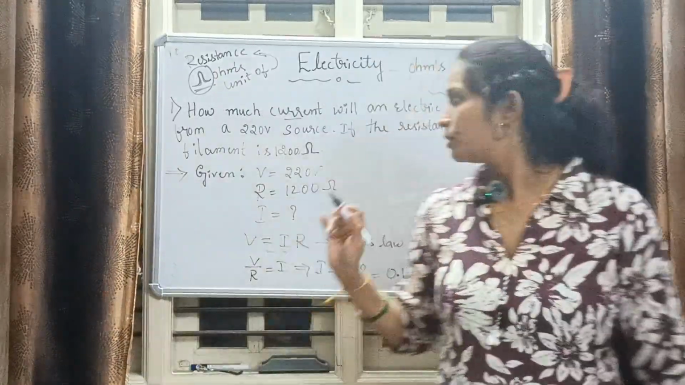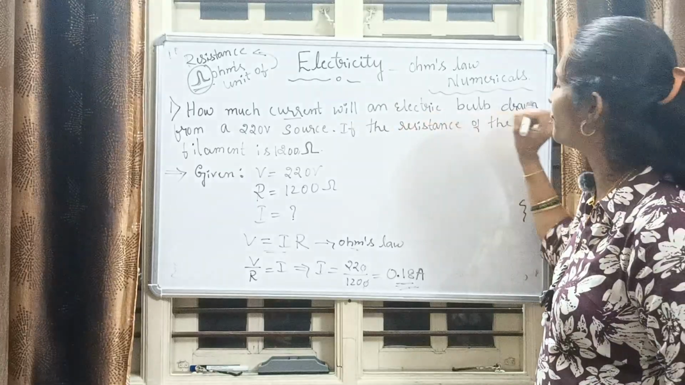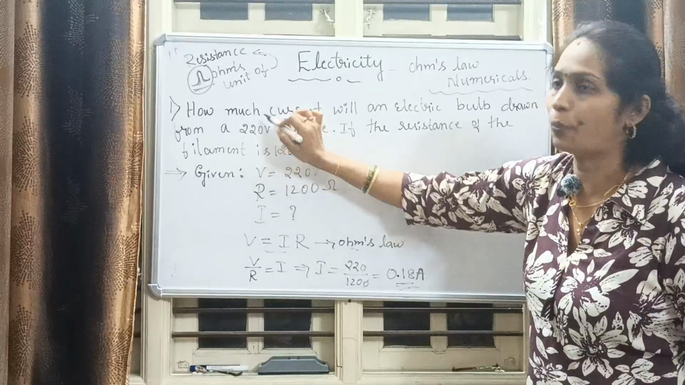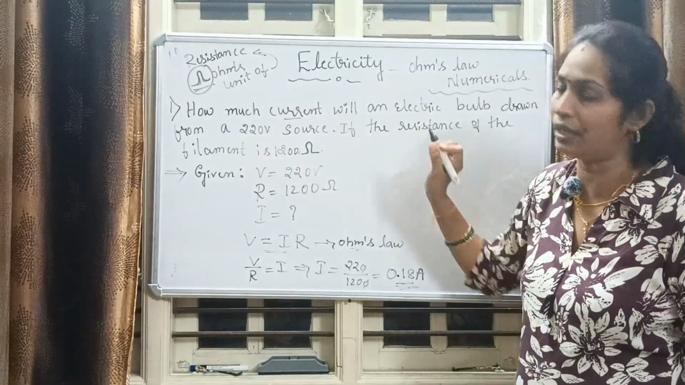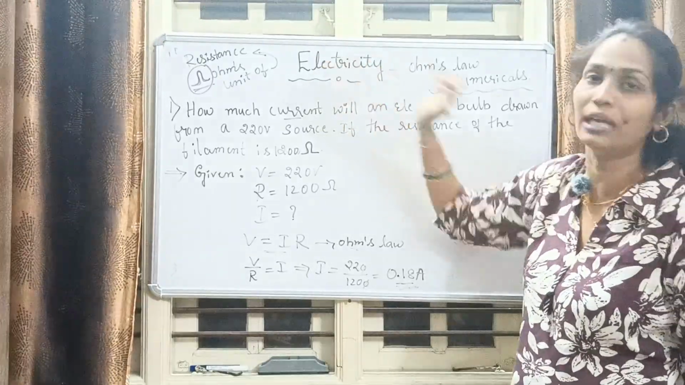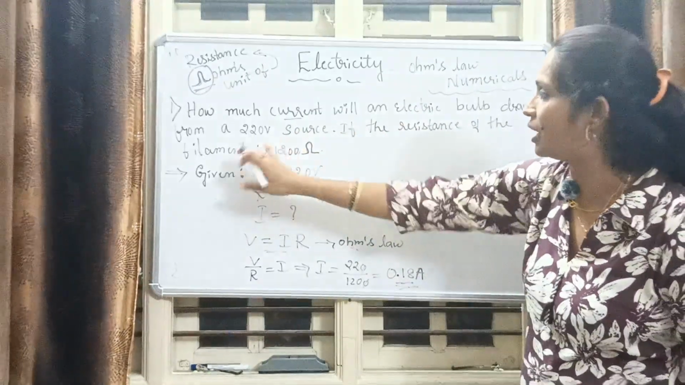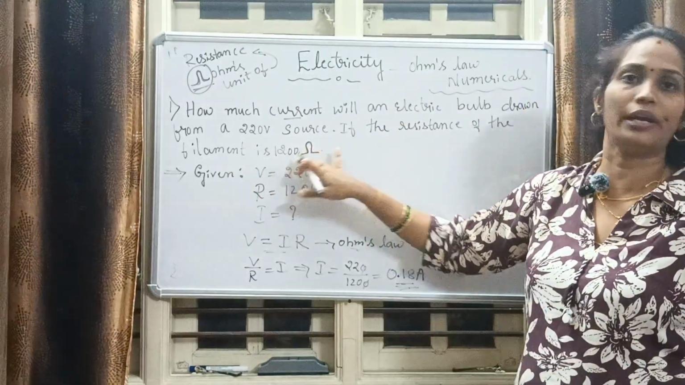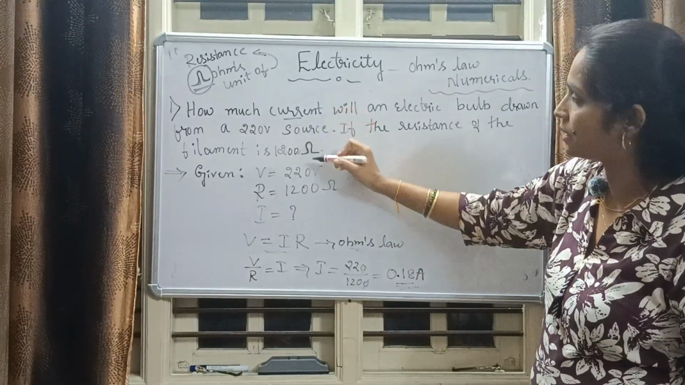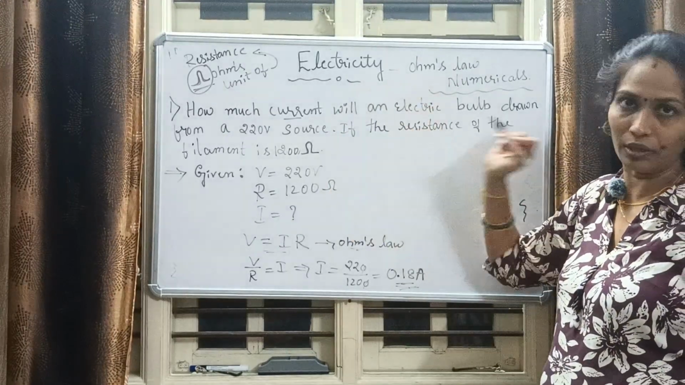Let me tell you one more time. How much current will an electric bulb draw from a 220 volt source? They have given the potential difference, that is V is 220. They want you to calculate how much current is flowing in the circuit, if the resistance of the filament is 1200 ohm. This symbol represents a resistance. Take down the given points: V is 220 and R is 1200 ohm, and I we don't know. That one only we have to calculate.